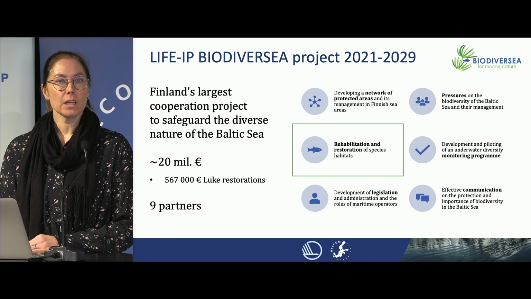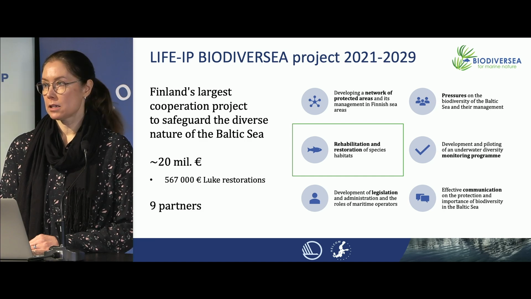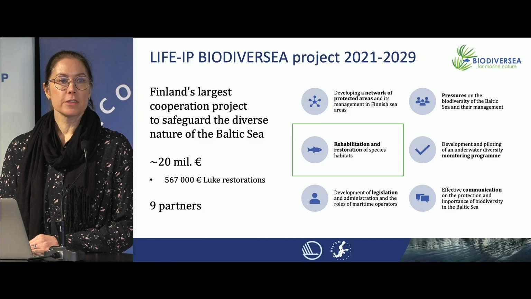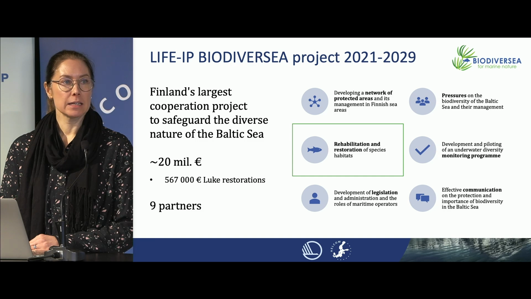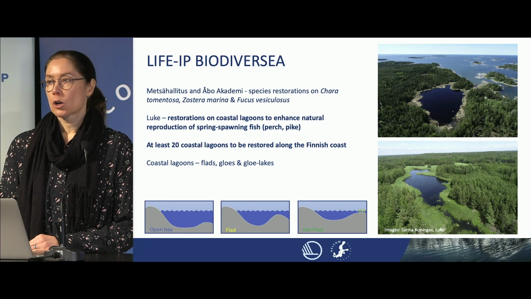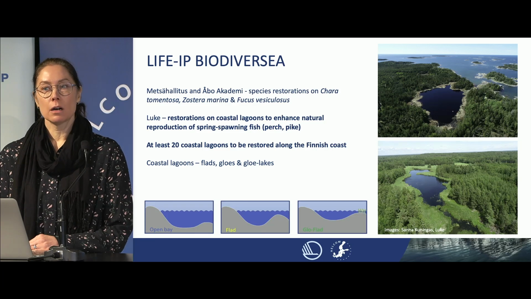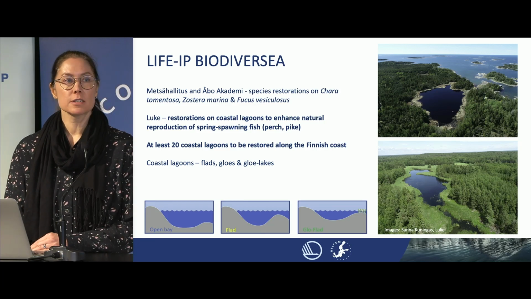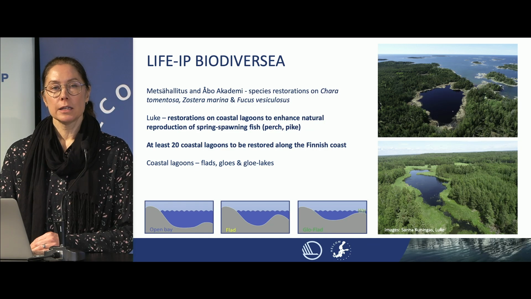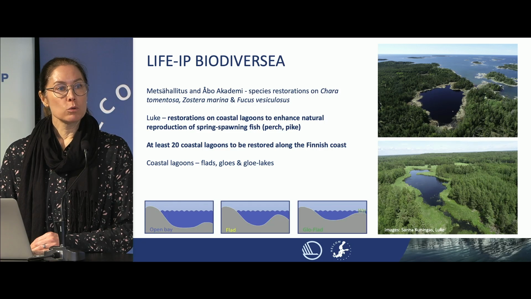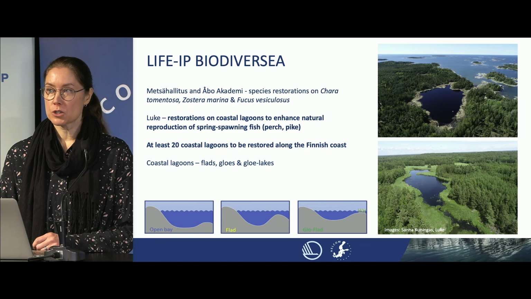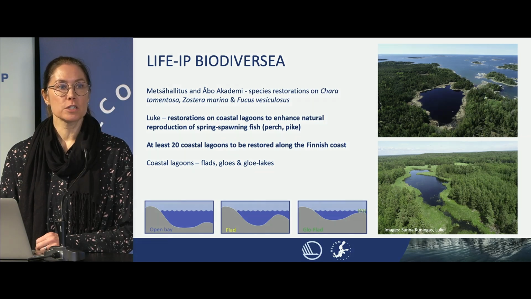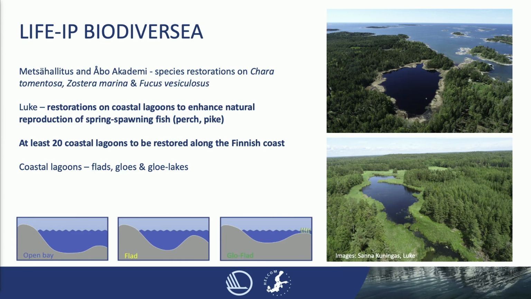567,000 euros. As you can see, the biodiversity project is working on a number of different kinds of themes, but today we will be focusing on the restoration of species habitats. Colleagues at Metsähallitus and Åbo Academy are also working on species restorations such as Zostera marina in the Finnish coastal area and also on the Åland Islands. But we will focus on the restorations of the coastal lagoons that Luke is doing to enhance the natural reproduction of spring spawning fish, particularly perch and pike.